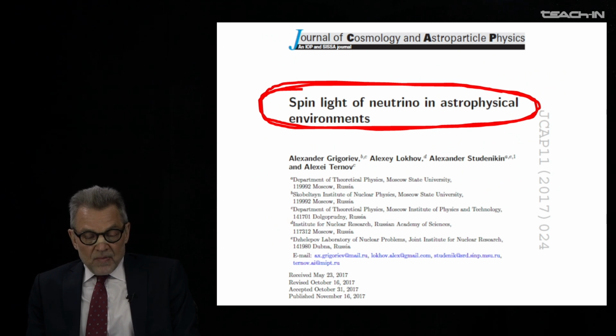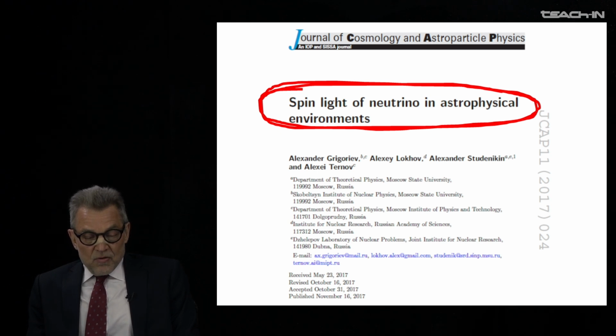However, we further developed the quantum theory of the spin light of neutrino, and I would like to show here one of those latest papers dedicated to the spin light of neutrino, published in the Journal of Cosmology and Astroparticle Physics in 2017, where we examined different possibilities for the spin light of neutrino manifestation in different astrophysical environments. We examined the most typical situations and have found the cases where it is possible to expect that once this radiation would be observed in terrestrial experiments.